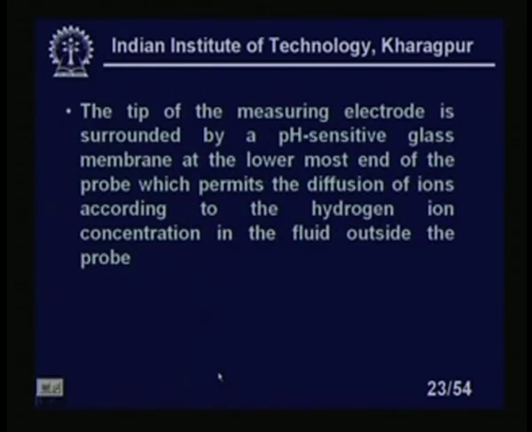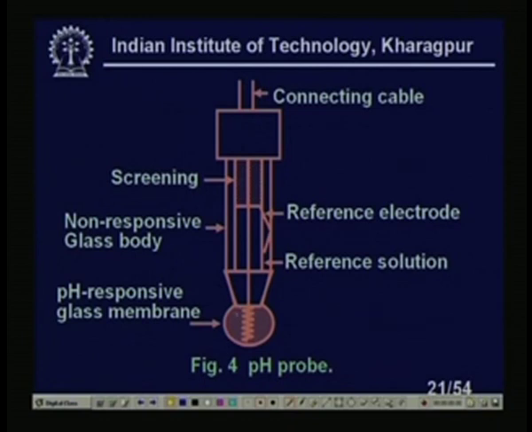The tip of the measuring electrode is surrounded by a pH sensitive glass membrane at the lowermost end of the probe, which permits the diffusion of ions according to the hydrogen ion concentration in the fluid outside the probe, clear. Outside the probe we have some liquids. So what will happen, you see here, we have a liquid here, but there will be no reactions, this liquid cannot go inside. Here you will see there is the diffusion of the hydrogen ions, okay. So it will react with this probe, so we will get some output, clear.